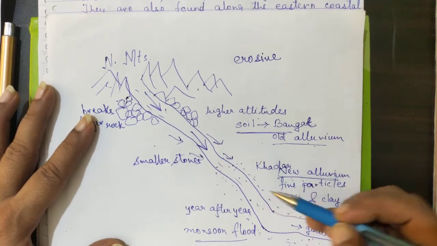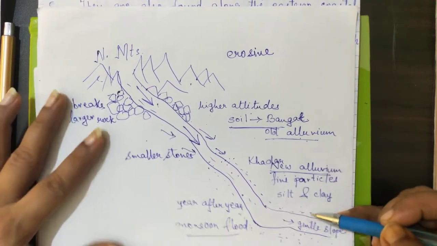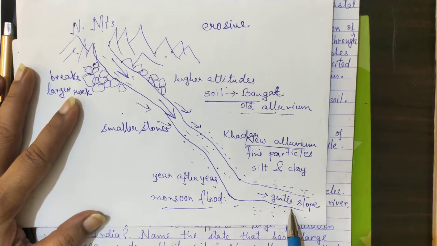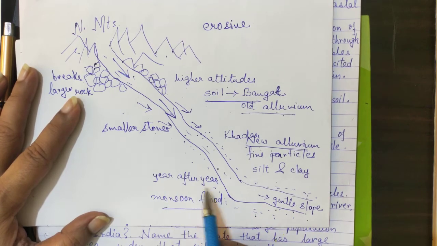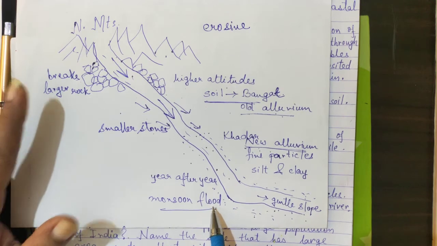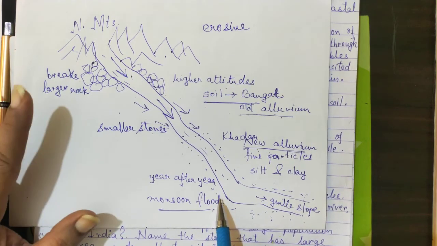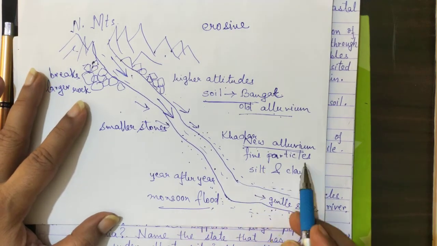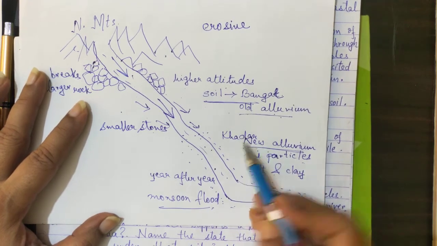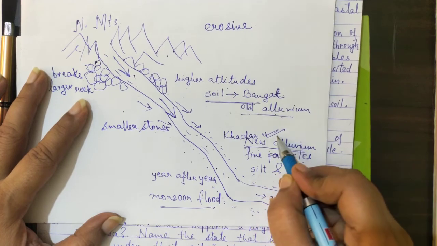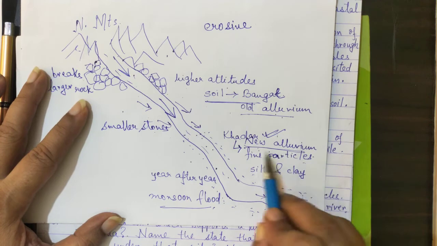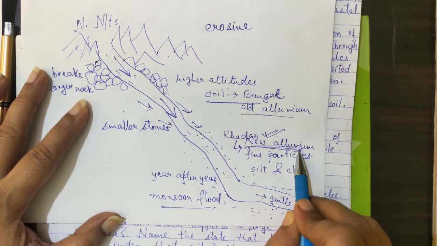Later on, when the river comes down, the slope of the land is gentle in the lower level. Here, year after year, due to the monsoonal floods, the small stones break up into fine particles, into silt and clay. Here they are called Khadar soil. Khadar soil means new alluvium.